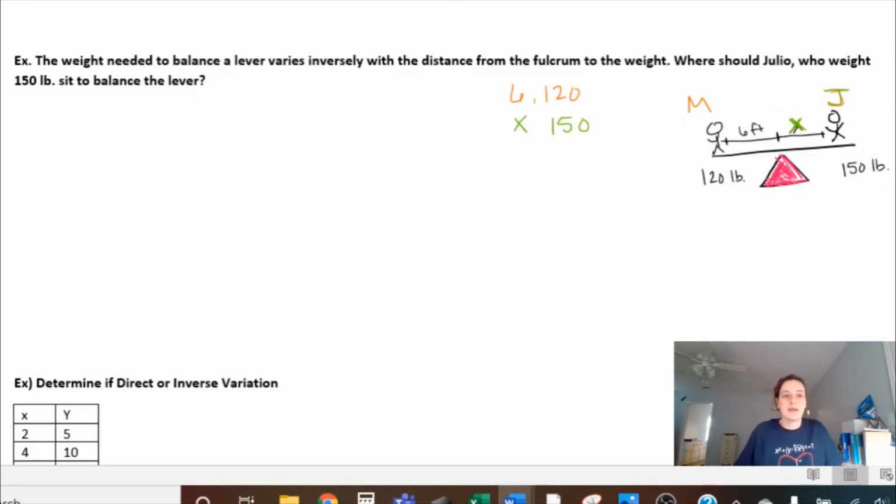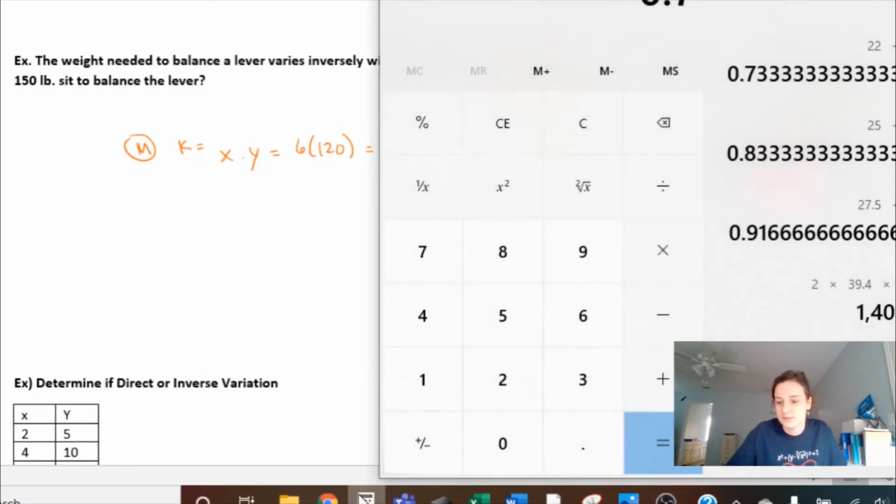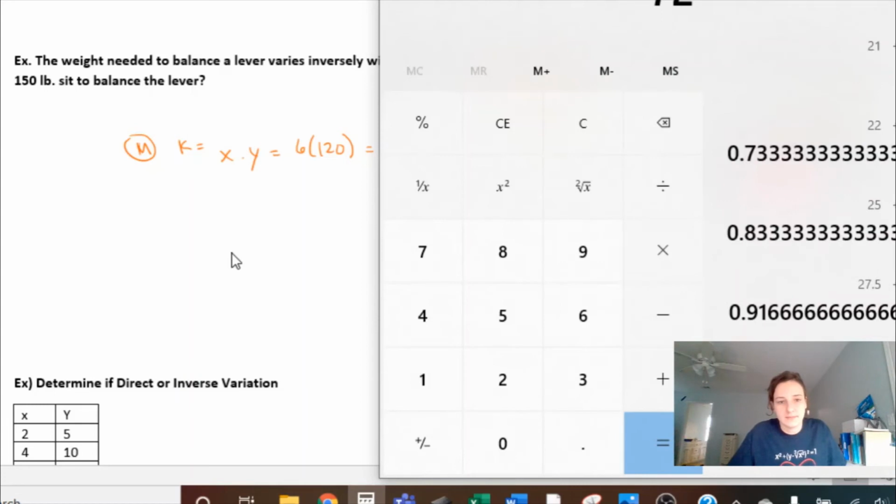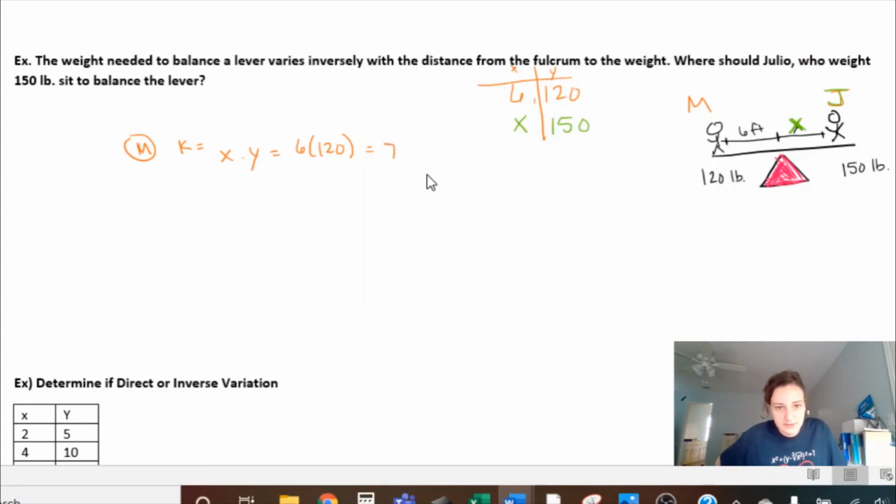So in order for them to be balanced, they need to have the same K value. So find the K values here. For Mary, Mary's K value is going to be equal to x times y. So let this be your x column and your y column. So x times y, which is going to be 6 times 120, okay? And 6 times 12 is 72, right? Let's double check here. Yep, I'm right. Very good. Okay, 72, so this is 720.